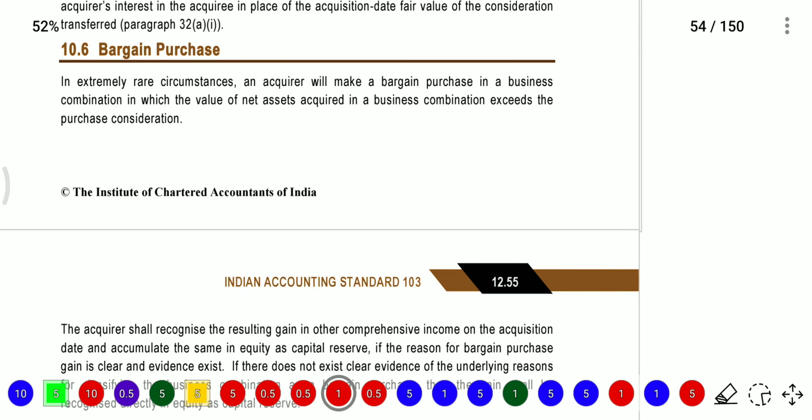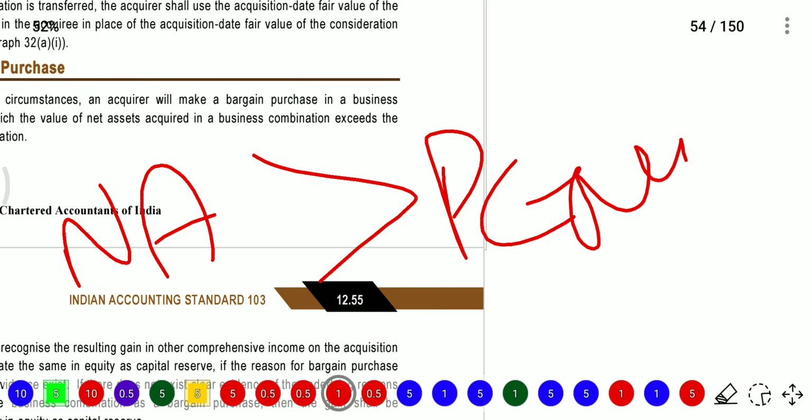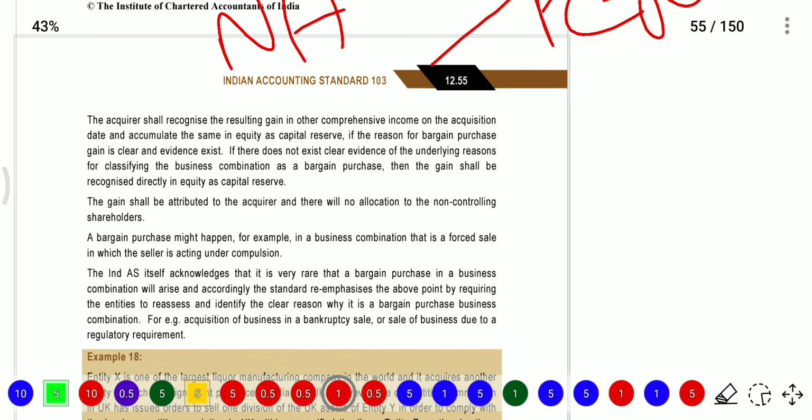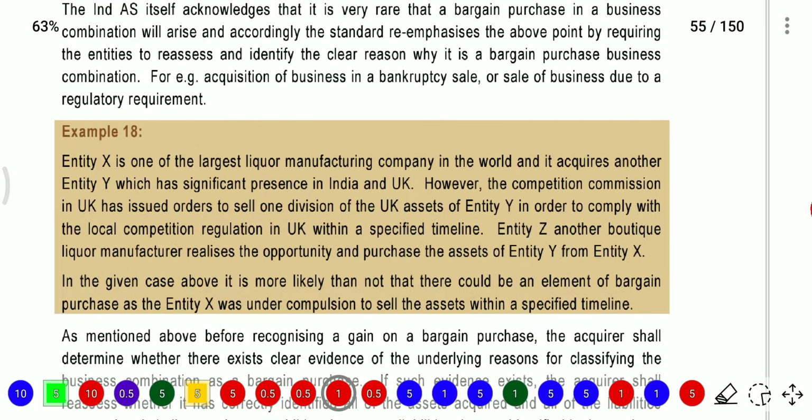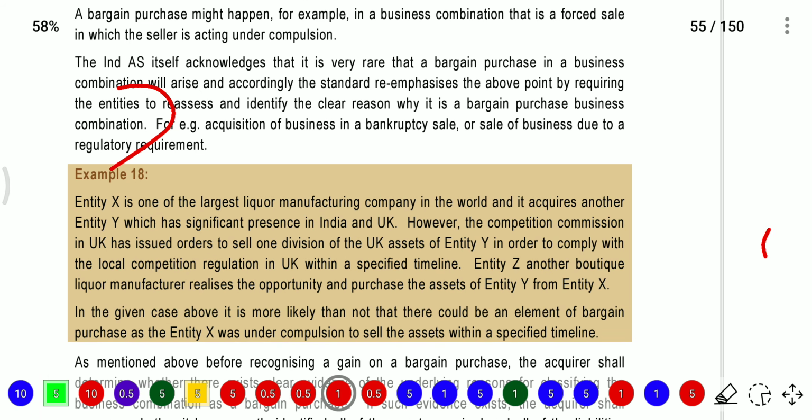Bargain purchase means a business combination in which the value of net assets exceeds the purchase consideration plus NCI, or plus previously held interest, as provided here. For example, they provided Example 18. In Example 18, entity X is the largest liquor manufacturing company in the world. It acquires another entity Y, which is present in India and the UK.